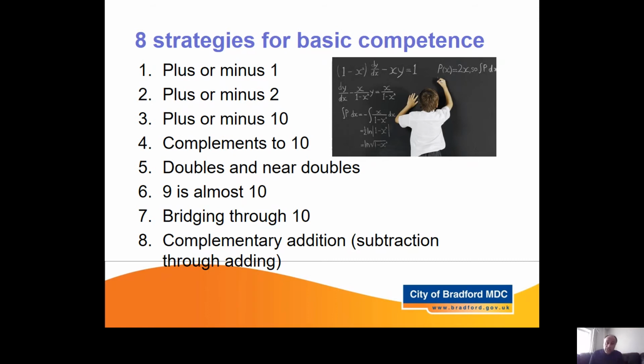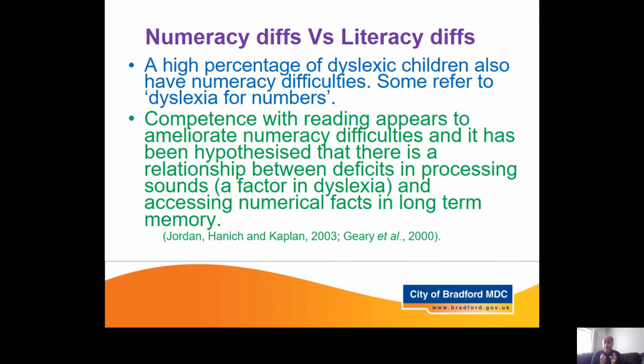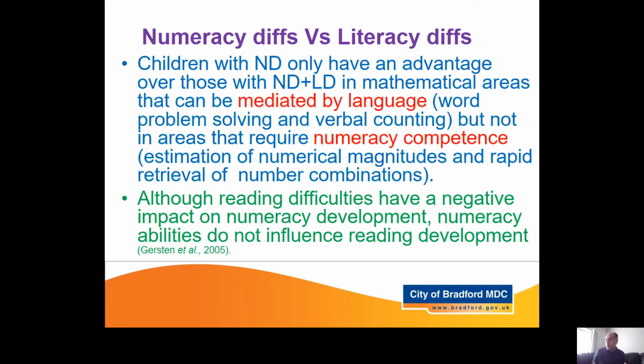Then we'll look at literacy difficulties and numeracy difficulties together. Children with dyslexia, there's about 50% comorbidity between dyslexic children and children with numeracy difficulties. And competence with reading seems to ameliorate numeracy difficulties, but it doesn't work the other way around. So we'll discuss some of those issues. Where you've got lots of language in problem solving and questions, of course, people with literacy difficulties are going to struggle, but where it's not a major element, it's not a major difficulty for them.